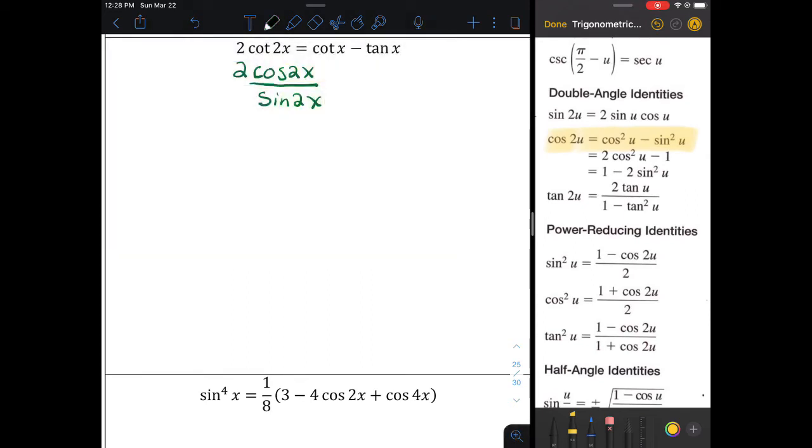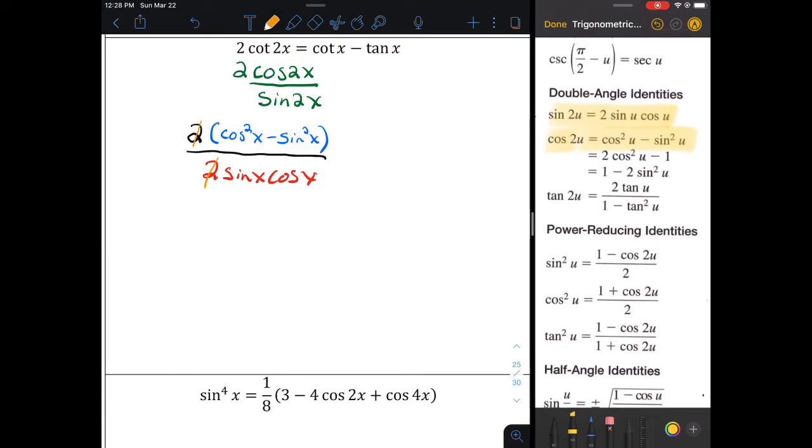So what I have is, if I'm using that identity, 2 times cosine squared x minus sine squared x over, well, we use the double angle formula for sine. And the double angle formula for sine is right here above the double angle formula for cosine, 2 times sine x cosine x. Well, right after doing that, I make the 2's cancel. So the 2's cancel out. And then we try to figure out how to proceed.